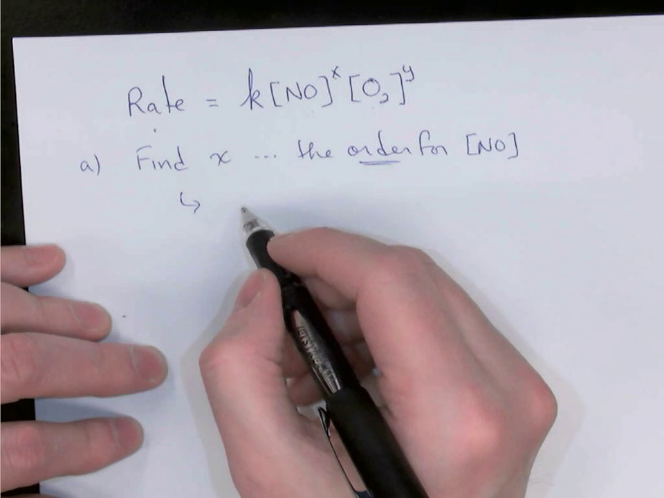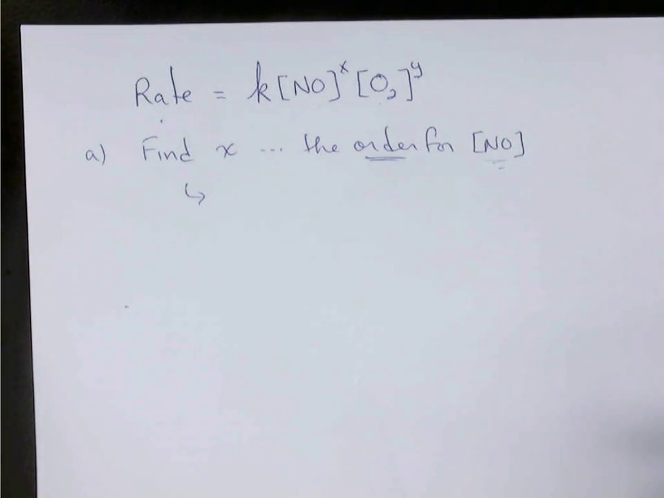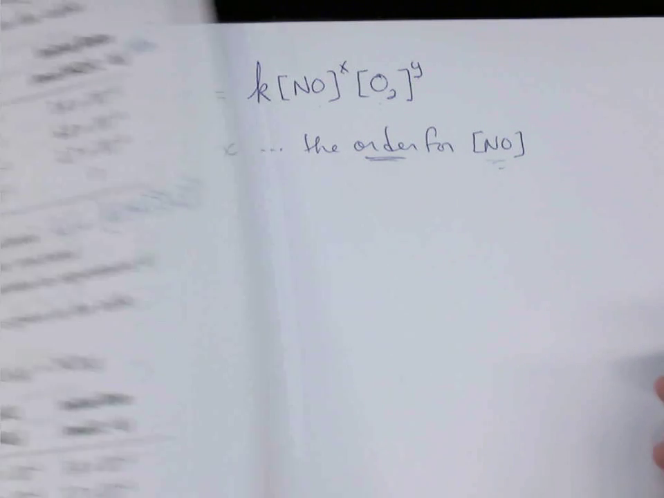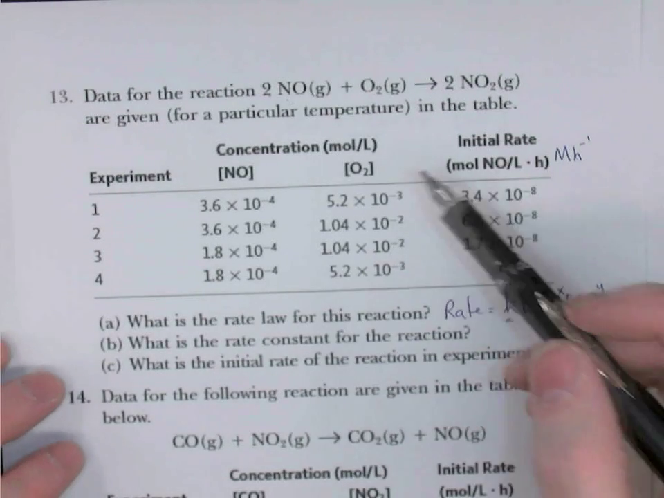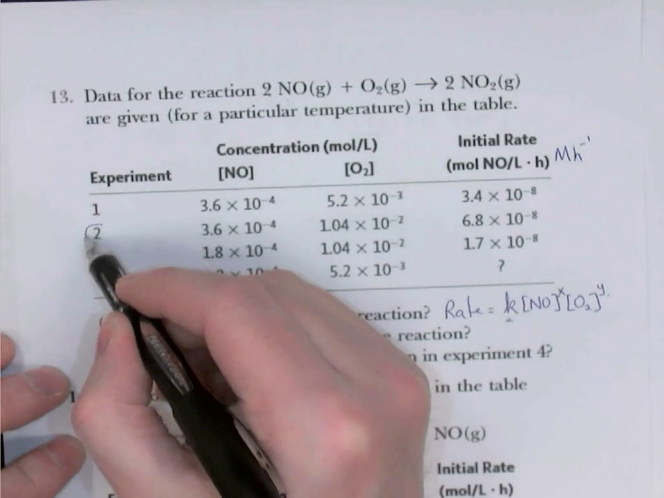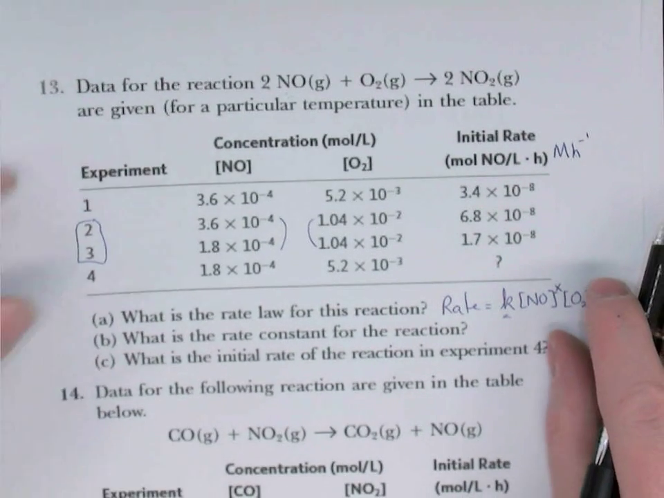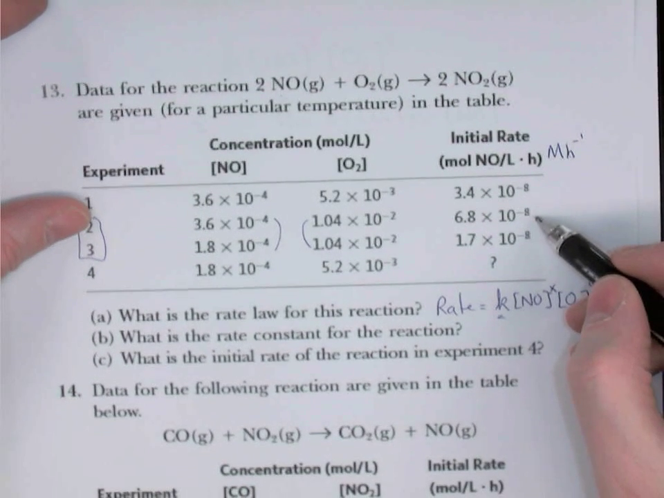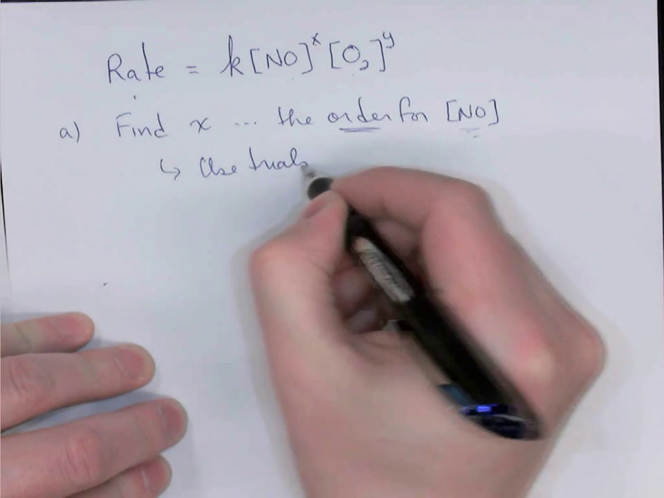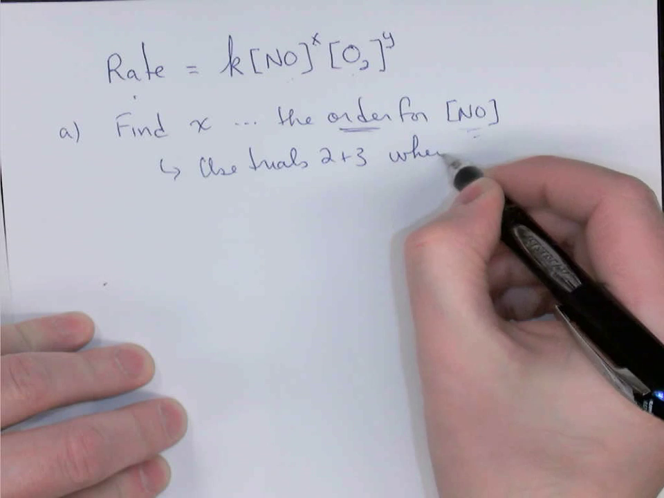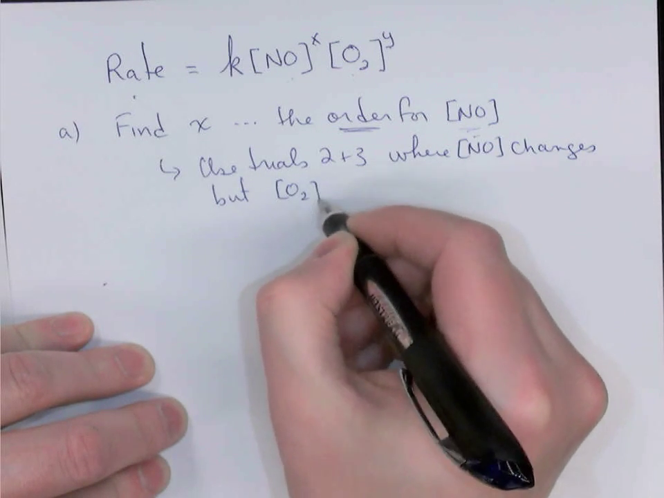Looking at the data table, what we'd like to do is find two trials where the NO concentration is changing, but where the oxygen concentration, the other reactant, is not changing. So let's see if we can do that. Two trials among these three where the NO is changing, while the other reactant, the oxygen, is held constant. It looks like trials 2 and 3 are good choices. The NO is changing, the O2 stays constant. So for those two trials, we look at their rates, and we notice that rate number 2 is larger than rate number 3. So what I'm going to do here is use trials 2 and 3, where the NO concentration changes, but the O2 concentration is constant.